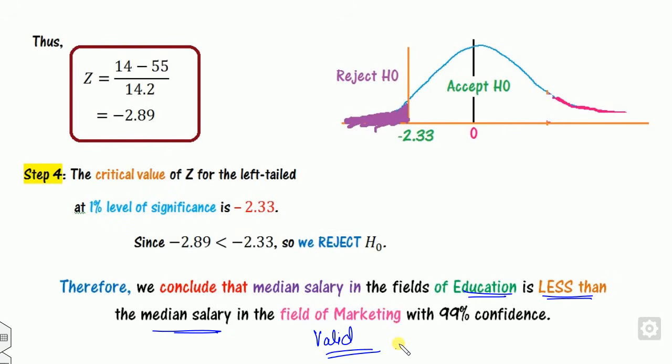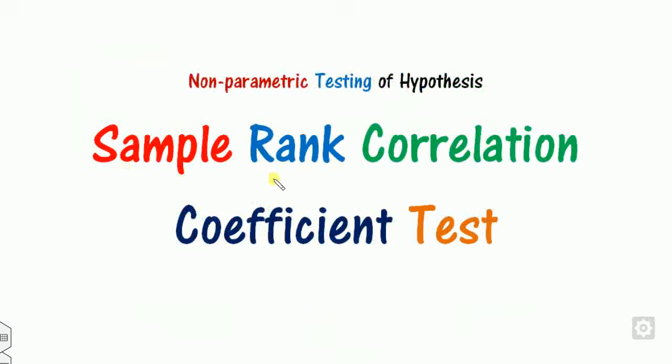So this is a simple procedure you can apply for solving the Mann Whitney U-test, and this is most useful when you are doing research. Whenever you want to compare two different algorithms, you have to use this Mann Whitney U-test. So this is all about the Mann Whitney U-test.